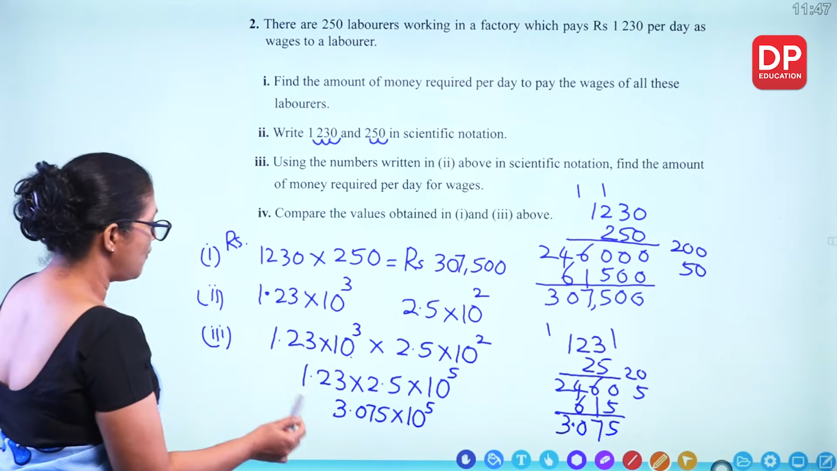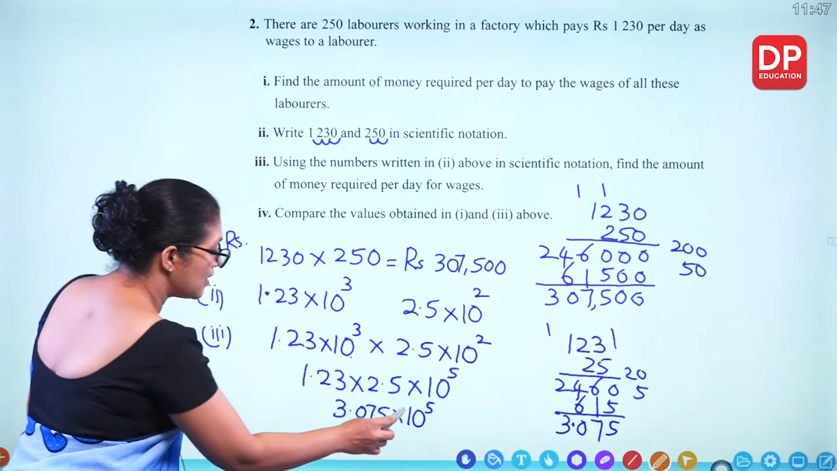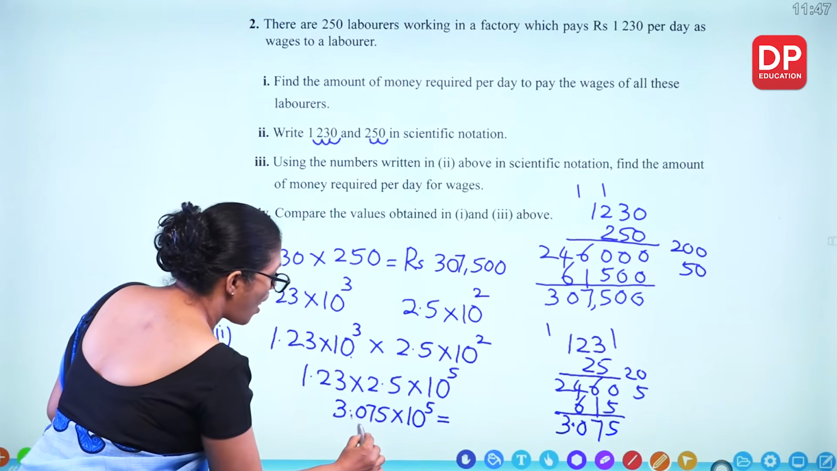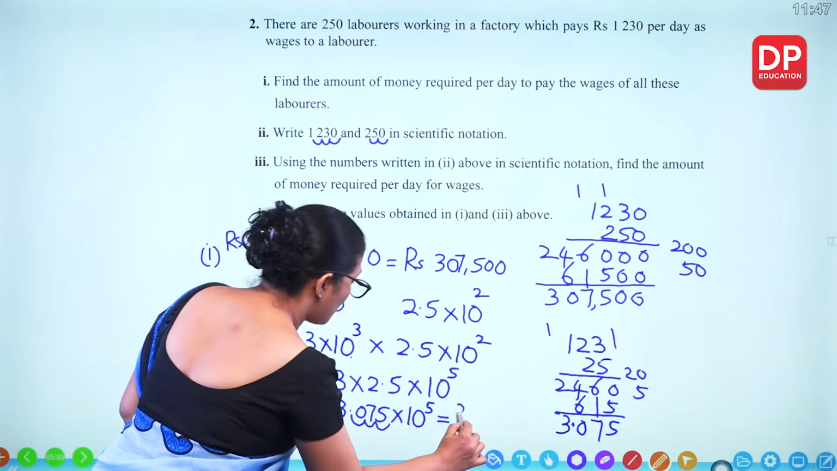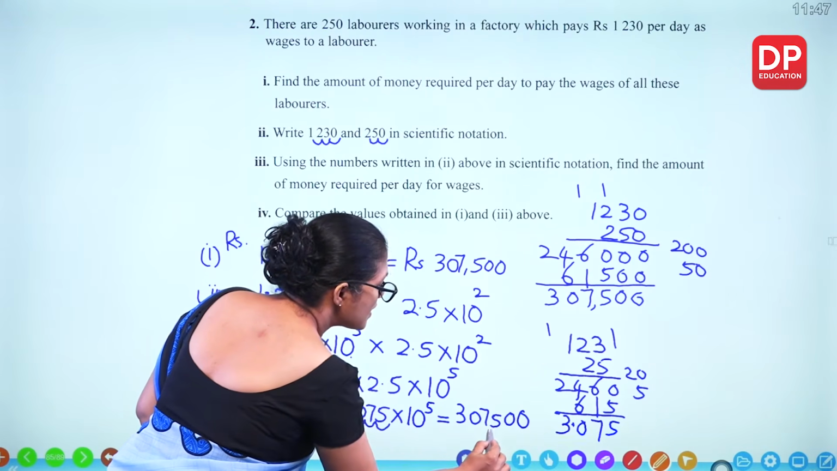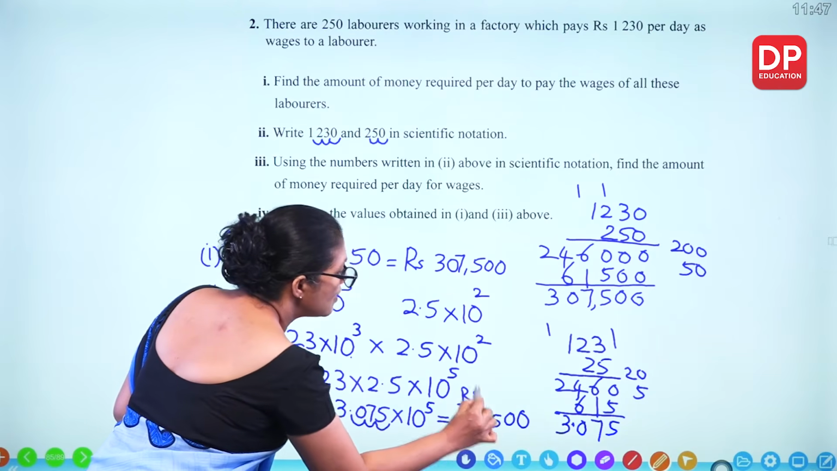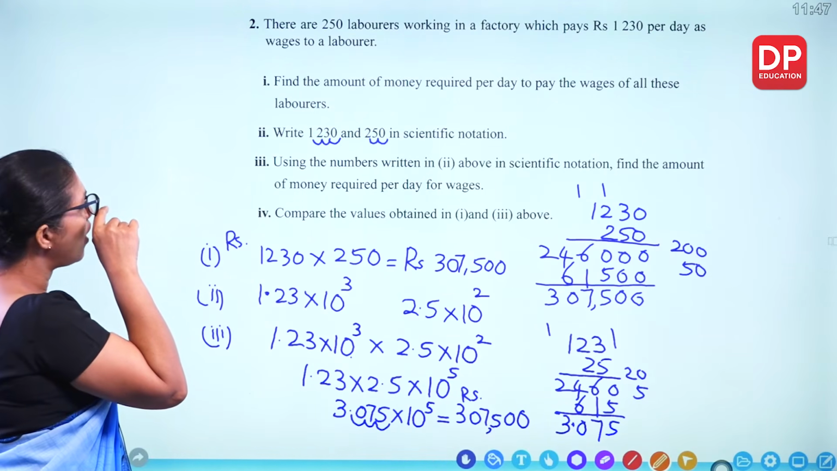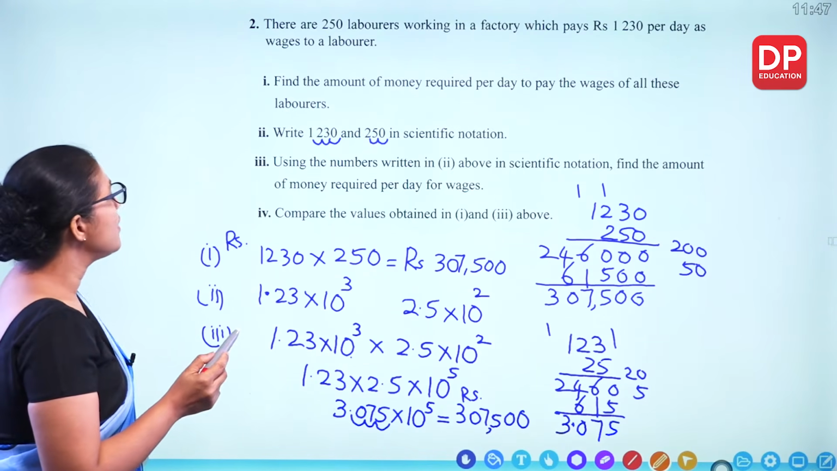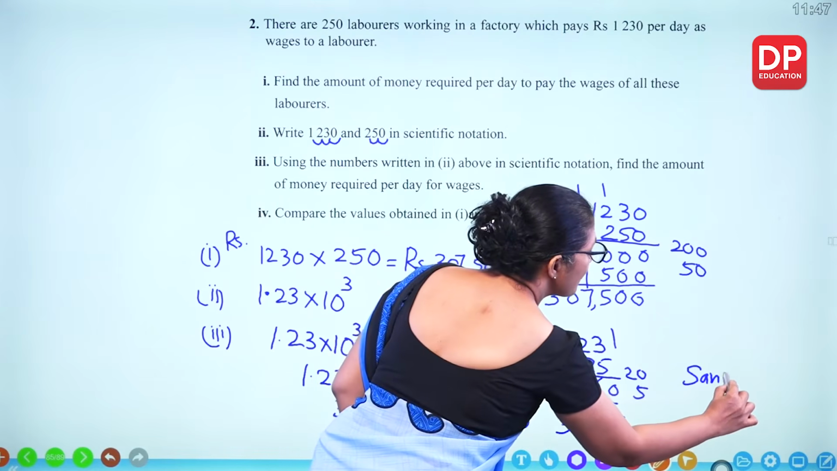Now we'll check when you write in general form what you get. Move decimal place 5 places to the right. 1, 2, 3. 1, 2, 3, 4, 5. So what's the answer? You get the same answer as in part 1. So compare the values obtained in 1 and 3. You get the same values.